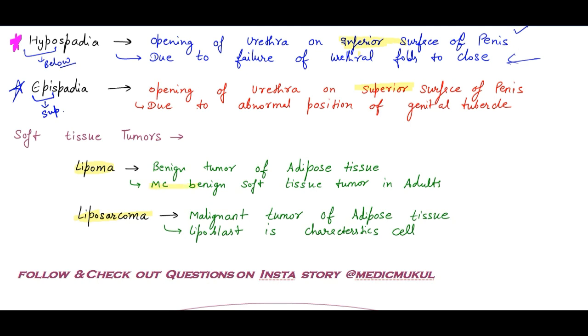It is the most common benign soft tissue tumor in adults. The malignant tumor of adipose tissue is liposarcoma. Okay. Lipoblast is the characteristic cell for liposarcoma.